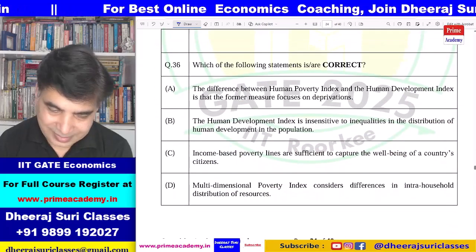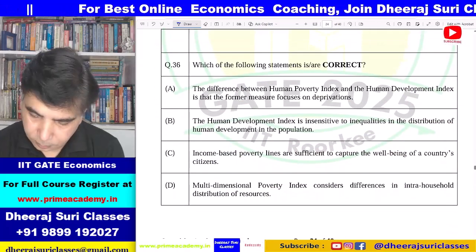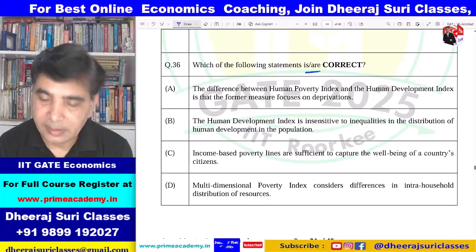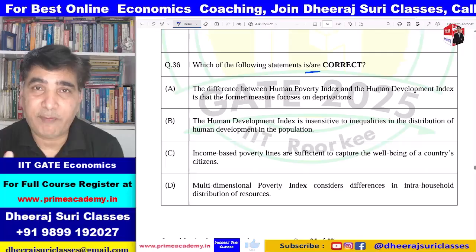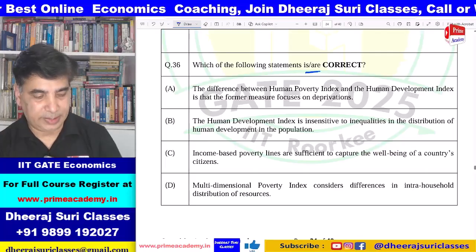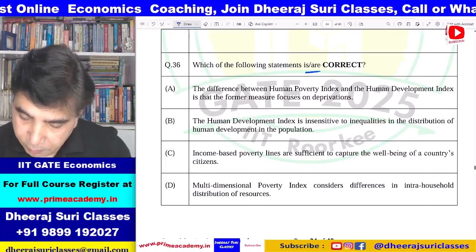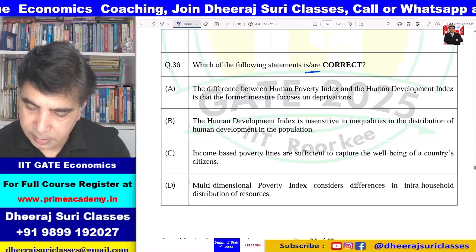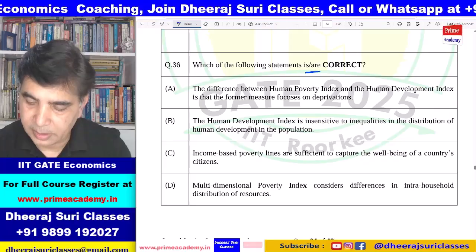Okay, 36. Which of the following statements is/are correct? Again, there can be more than one answer. Now we are finding the correct statements. A: The difference between human poverty index and human development index is that the former measure focuses on deprivation.